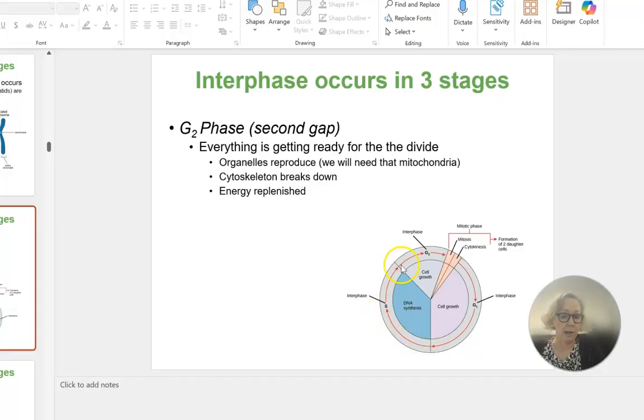So now we have doubled our DNA, but we also need all the other stuff, right? We need organelles. We got to have that mitochondria. We need all the other cellular organelles, cellular things that we need in there. That's all going to happen here. Our cytoskeleton begins to break down and energy is replenished from this use of synthesis, okay? So we're chilling. We double our DNA. Here, we're making all the things to get ready to replicate. That's like pre-mitosis, if you will, interphase.